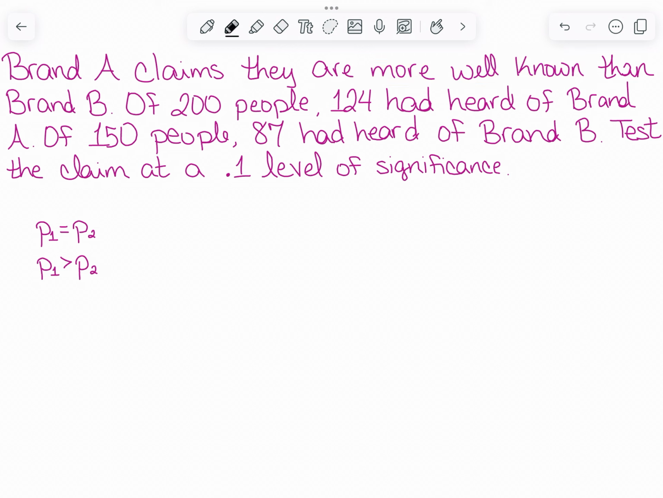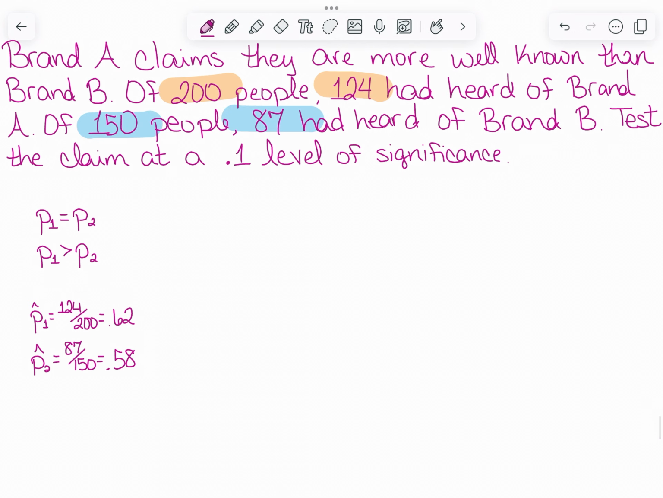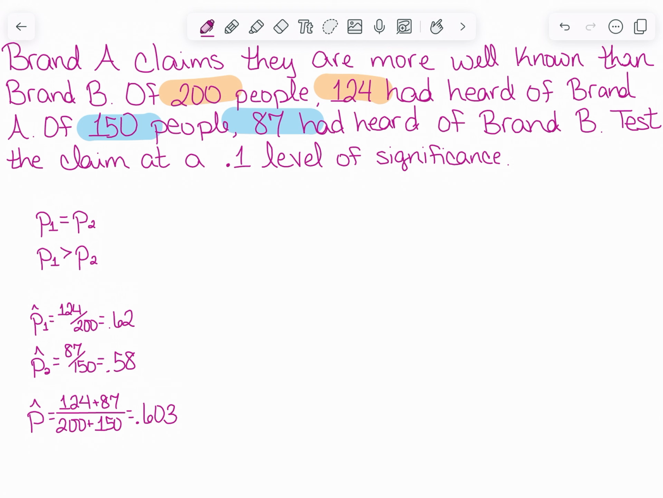For brand A, we had 200 people and 124 had heard of them. 124 divided by 200 gives us that P1 hat is 0.62. For brand B, we had 150 people and 87 had heard of them. This gives us that P2 hat is equal to 87 over 150, or 0.58. Finally, we need our value for P hat. These will be my two groups combined. So 124 plus 87 divided by 200 plus 150 gives us 0.603.